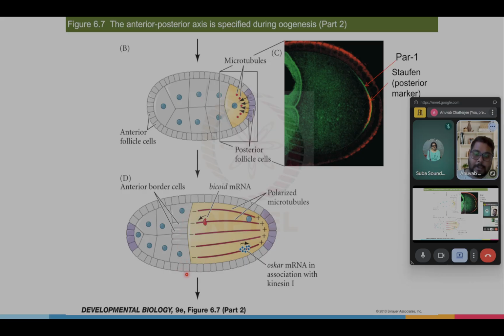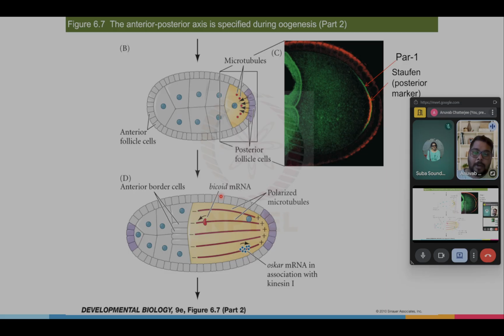Because bicoid is a morphogen which determines the anterior end, and Oskar and nanos are morphogens which determine, Oskar is not, nanos is the morphogen which determines the posterior end. So essentially, with the Gurken signal followed by terminal differentiation of the follicle cells, followed by formation of polarized microtubules, and finally differential localization of morphogens, we establish the anterior-posterior polarity of this oocyte.